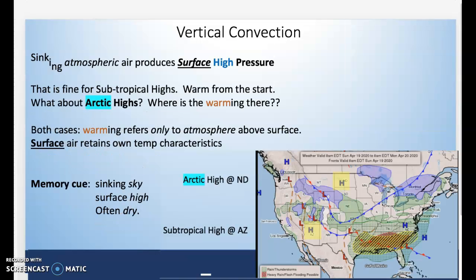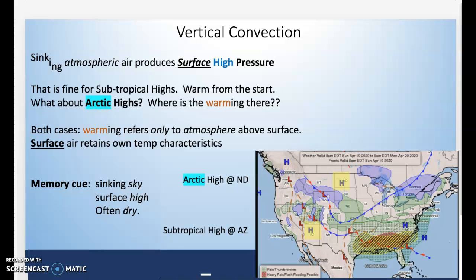Now you may say to yourself, this is fine for subtropical highs. They're warm from the very start. But what about these Arctic highs? Especially the Arctic highs we see on the map here. There's one up in North Dakota, and that's the one we're going to talk about. Because where is the warming for the one in North Dakota? It doesn't seem like it would be very warm to me.